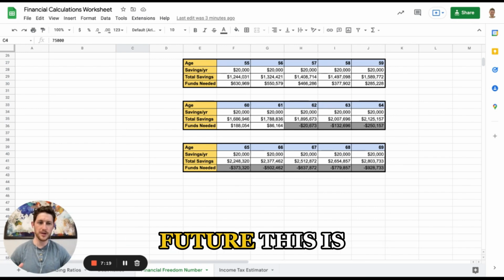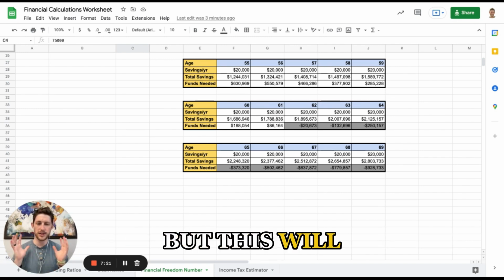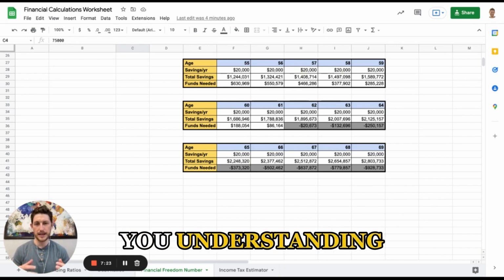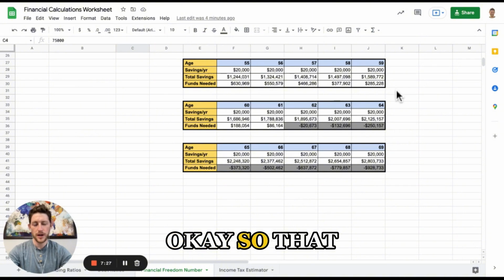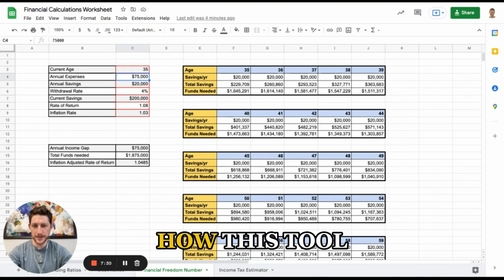Again, nobody knows the future. It's just projections, but this will get you in the ballpark and really get you understanding how much money you need so you can kind of quantify it. Okay. So that pretty much explains how this tool works.